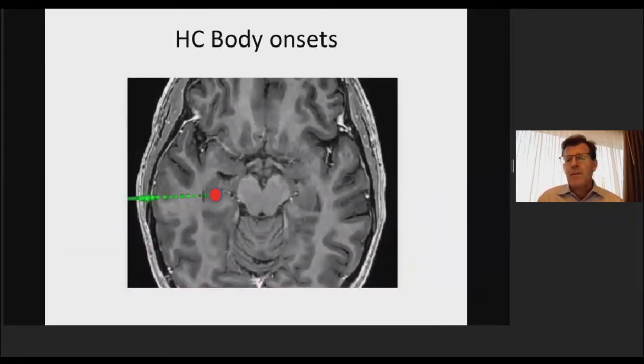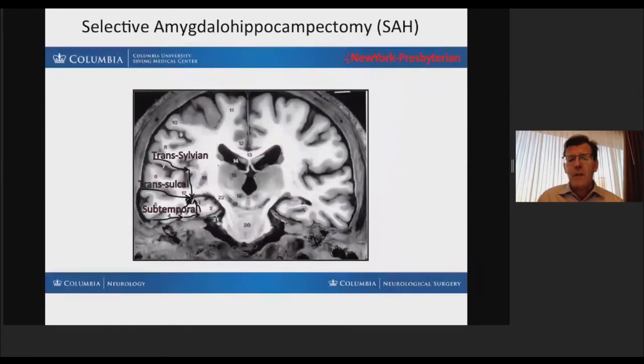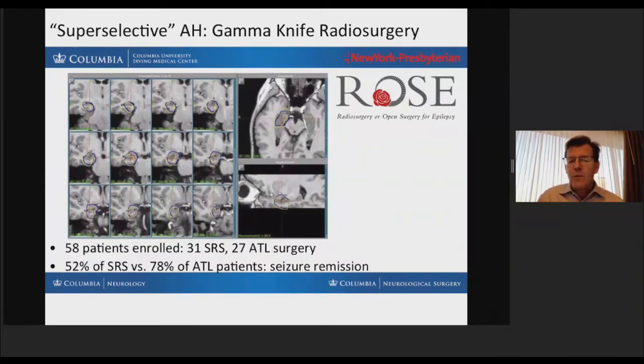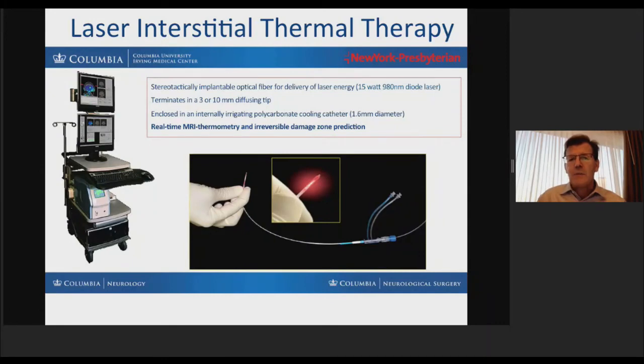And so for this particular patient, this was also early on in laser ablation, one of our early laser ablation patients. Your options would be, you could think about a selective removal. You could think about a transsylvian, transsulcal, or subtemporal approach to the mesial temporal structures. You could consider gamma knife in some parts of the world, although it doesn't do as well as open surgery and obviously has long-term radiation effects in a young adult. But in this particular case, we did laser ablation.